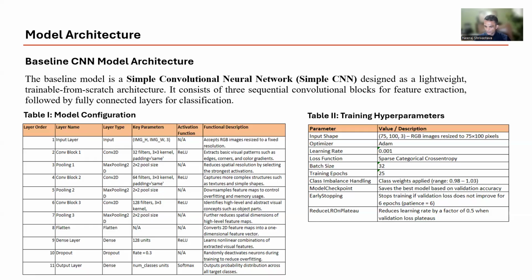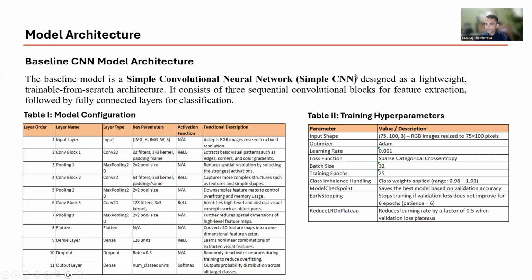Now, finally, for the output, a dense layer learns non-linear combinations of the extracted features. A dropout layer is implemented to randomly deactivate neurons, serving as a crucial regularization step to reduce overfitting. The final dense layer uses a softmax activation function to output a probability distribution across all target classes.